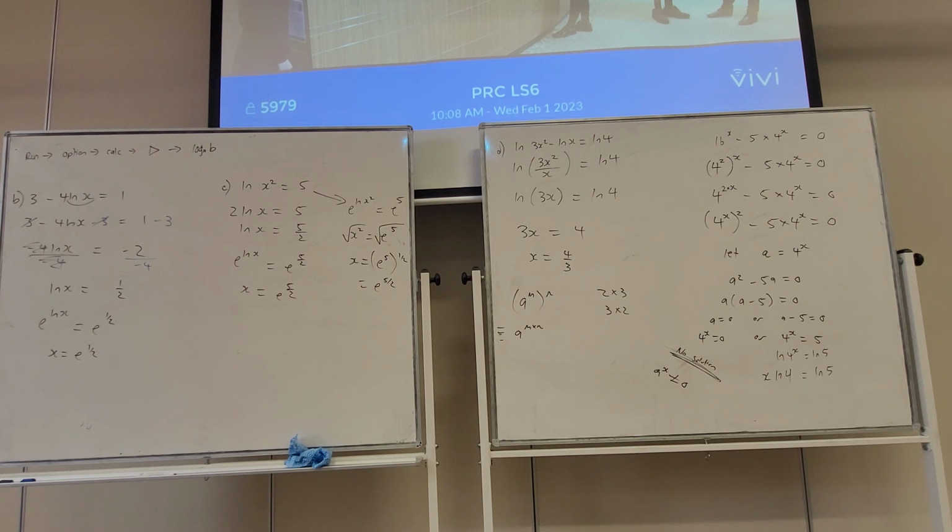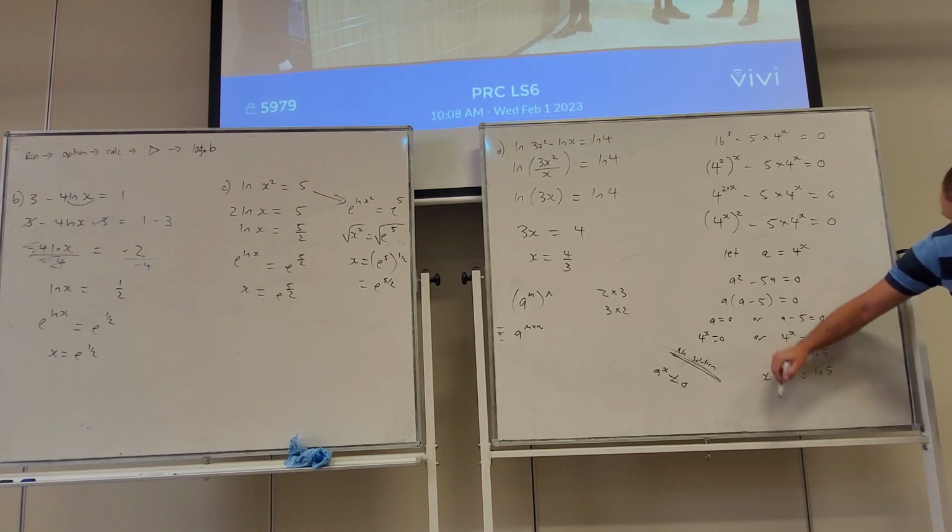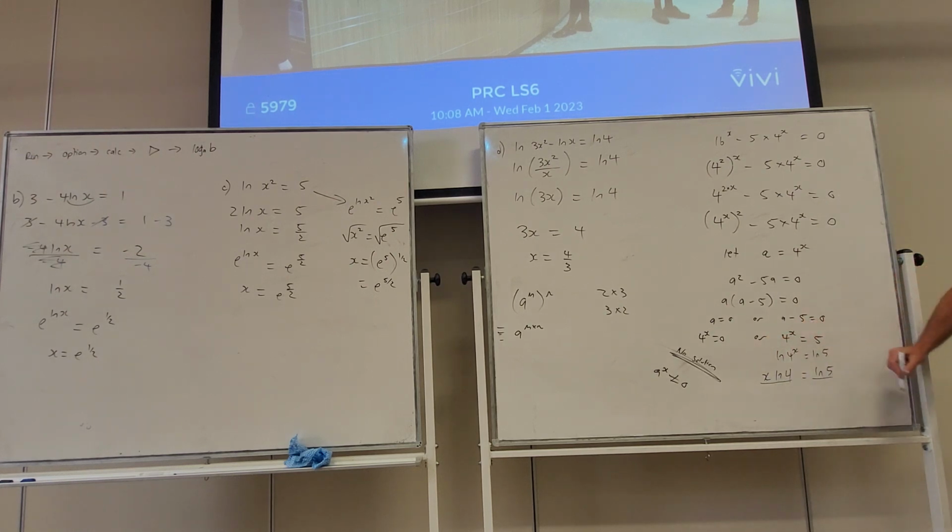Alright, that means x times ln 4. ln 4 is a number. You can put it in your calculator and evaluate it. So we're going to divide both sides by ln 4. That'll cancel on this side. We have x is equal to ln 5 on top of ln 4.